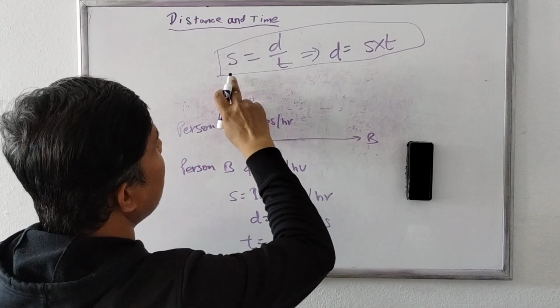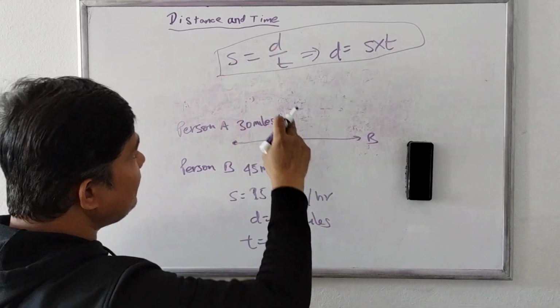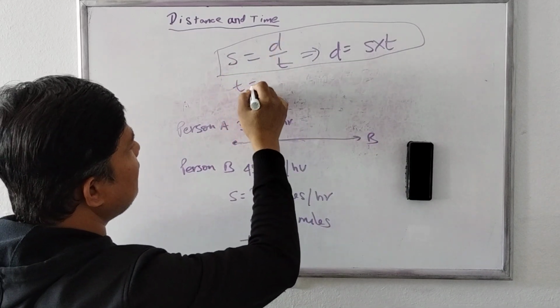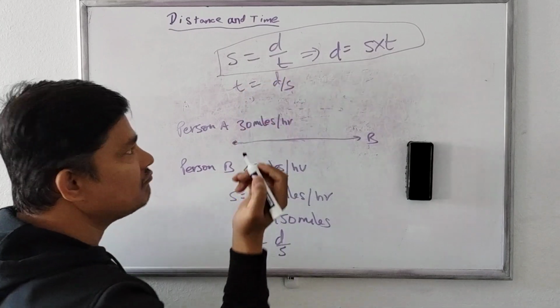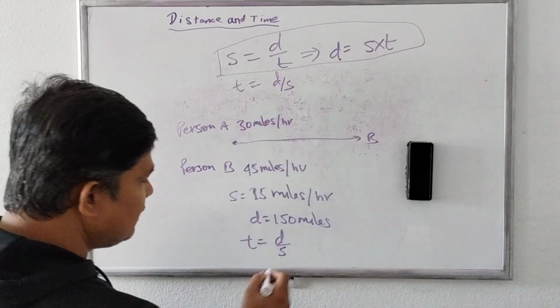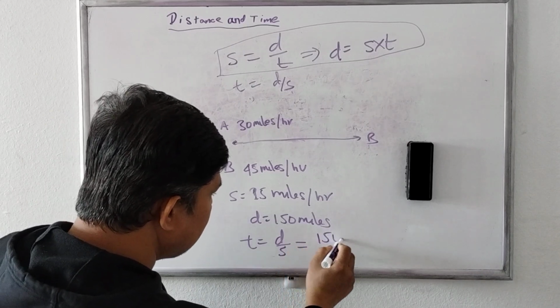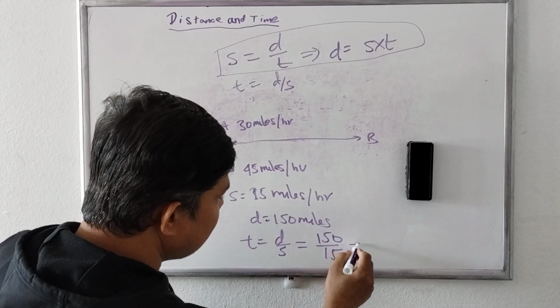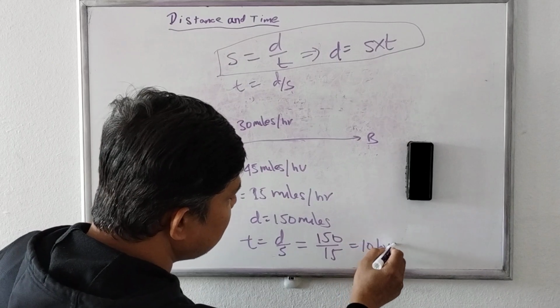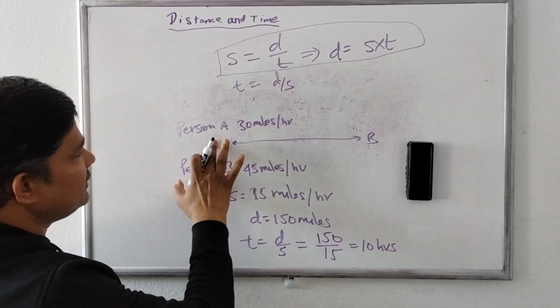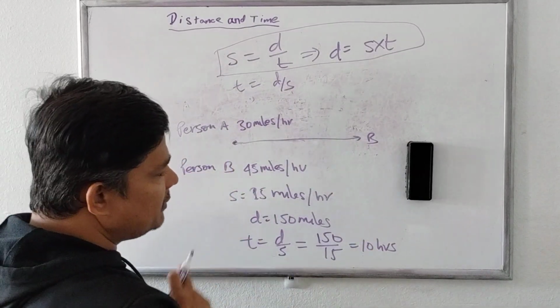So you know this formula, S equal to D divided by T. So we can also write T equal to D divided by S. Same thing. So D divided by S will be D 150 miles and S is 15. So after 10 hours, the distance between person A and person B will be 150 miles.